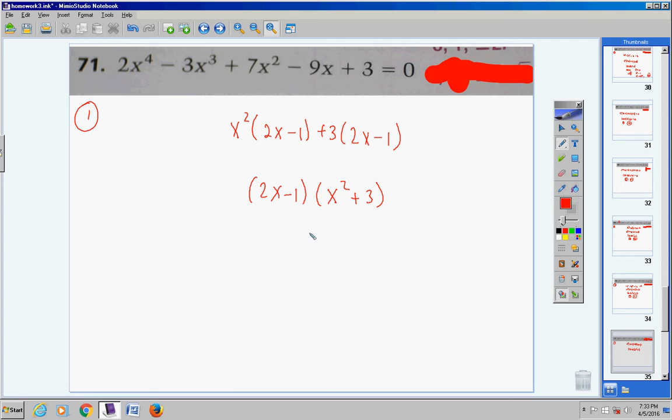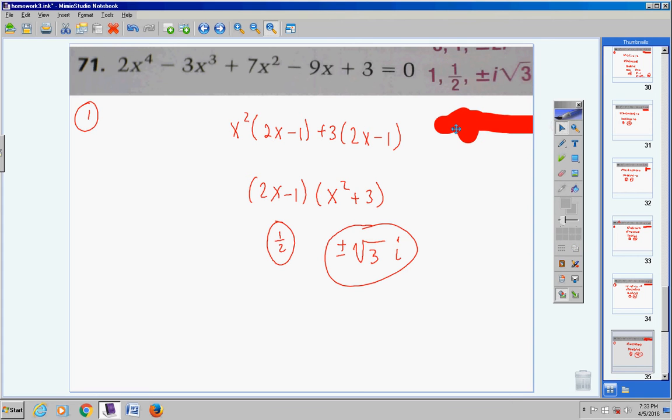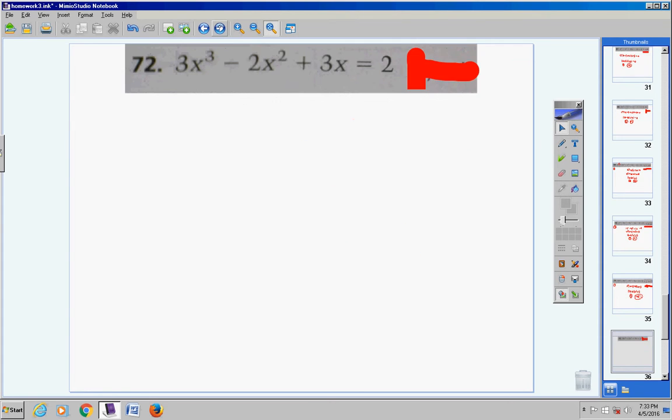And here we go. If you take this parentheses, set it equal to 0 and solve, you'll get 1 half. If you take this parentheses, set it equal to 0 and solve, you'll get positive negative square root of negative 3. And of course that negative 3 can become positive if you put an I right here. So there's your 4 answers. I think they might put their I in front of the radical, which is fine. I like putting mine here at the end. Either way is fine, okay? Alright, moving on to number 72.